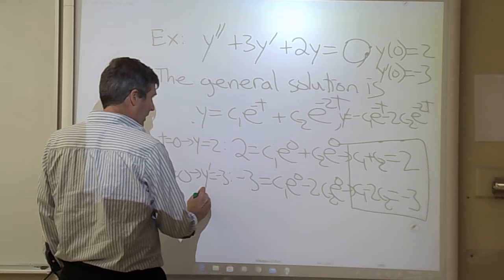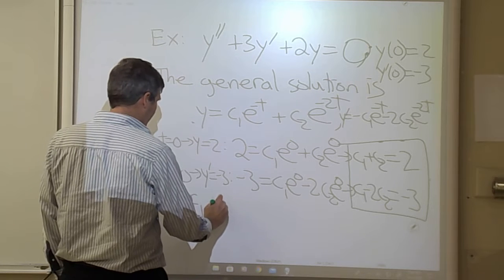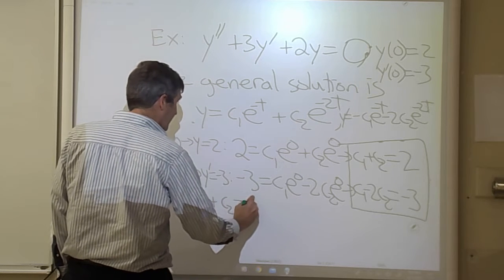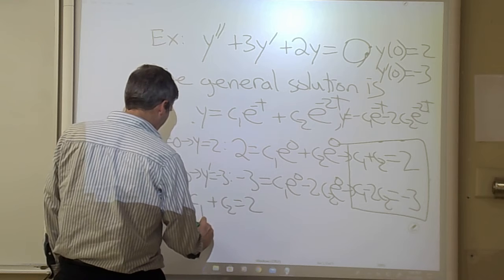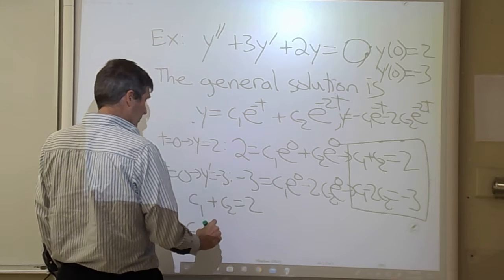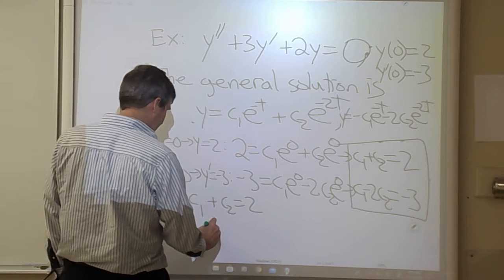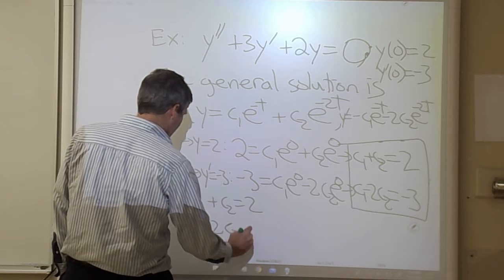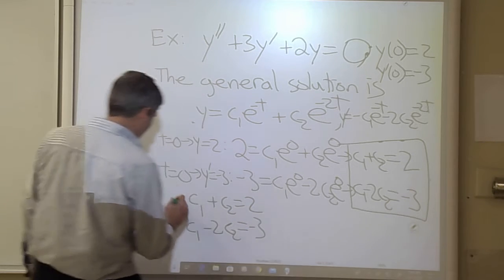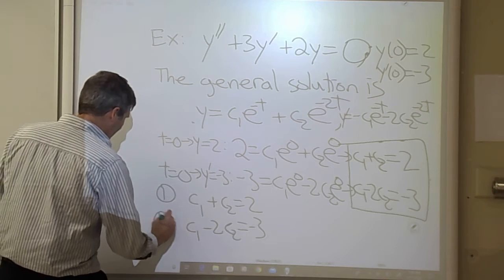How can we solve that? Well, a nice way is to write them in this form. c1 plus c2 equals 2. Put the like numbers, c1 and c2, over each other. c1 minus 2 c2 equals negative 3. Call those equation 1 and equation 2.